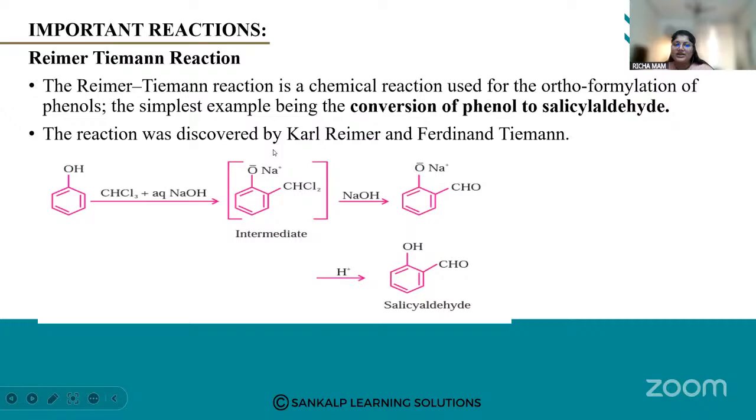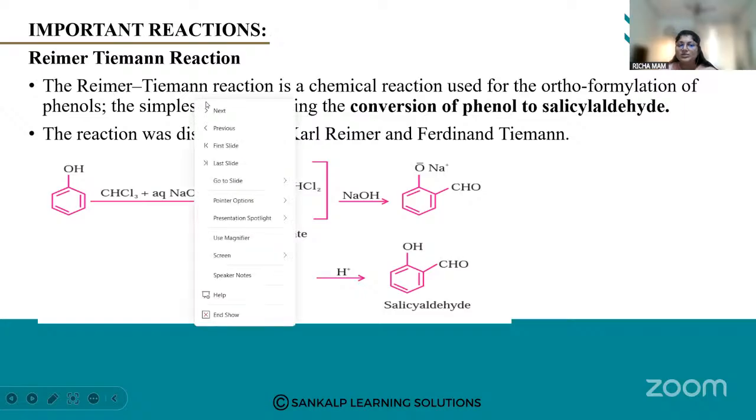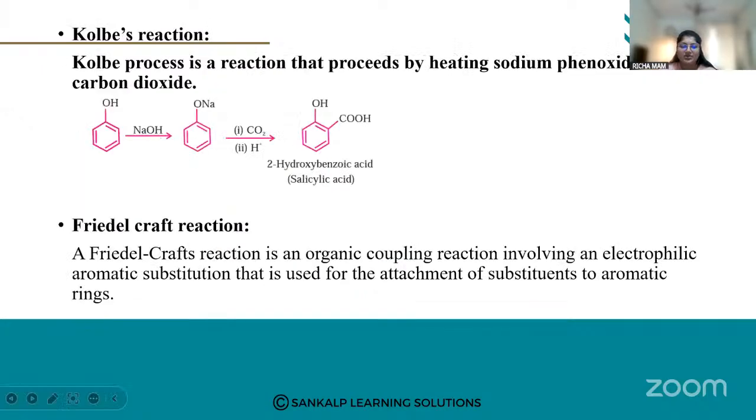Reactions of phenols, that is, the Reimer-Tiemann reaction. What are we doing in the Reimer-Tiemann reaction? We convert phenol into salicylaldehyde. The reagents are chloroform in the presence of aqueous NaOH. You get an intermediate, and on further base hydrolysis you get salicylaldehyde. This is a very, very important reaction, the Reimer-Tiemann reaction.